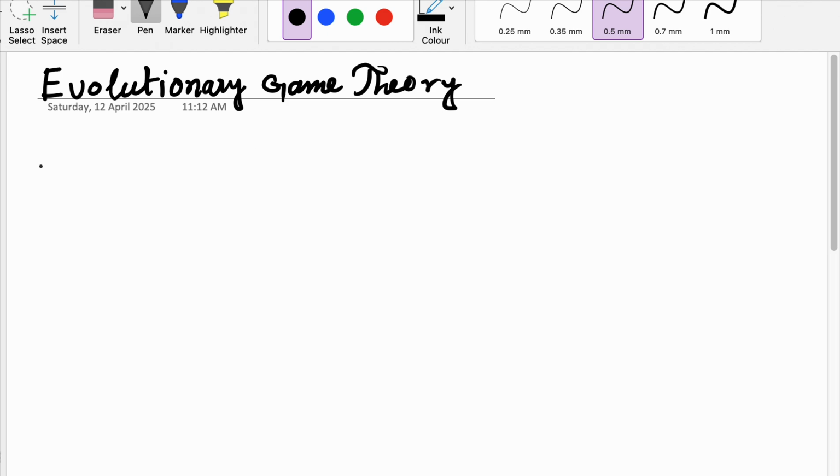In evolutionary game theory, basically a mathematical tool, you are trying to give an evolutionary dynamics through evolutionary game theory. So it is basically a model of evolution. And so let's see what evolution is.